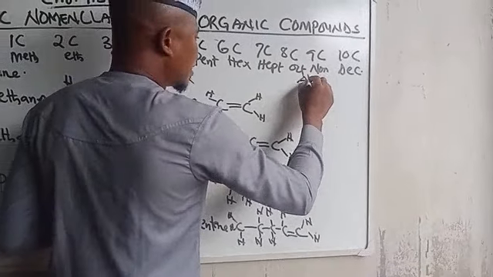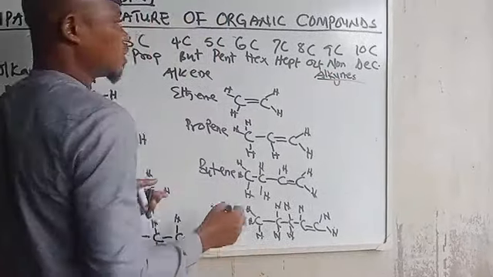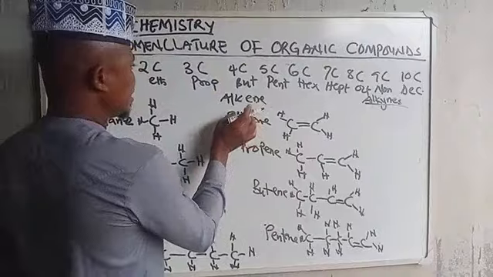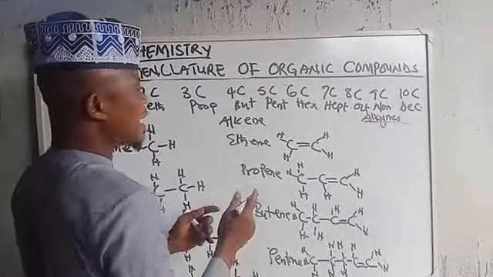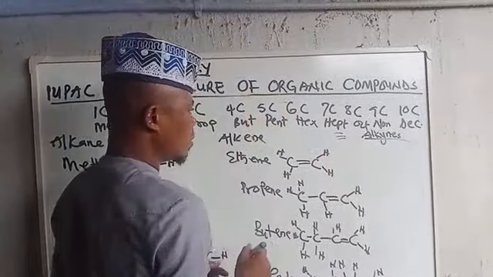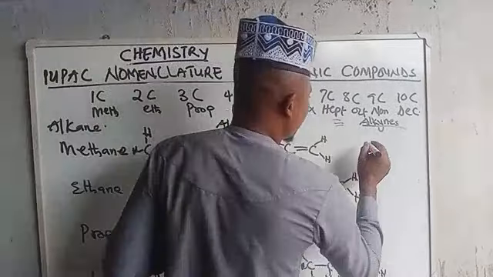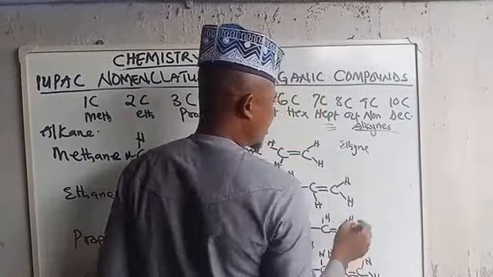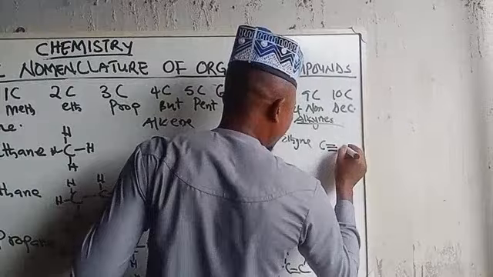How to name the alkynes. Now, in naming the alkynes, you don't add "-ene" to these names. And the alkynes are characterized by the presence of what? Triple bond, carbon-carbon triple bond. So, the first member can only start from 2 carbon. So the first member is ethyne.